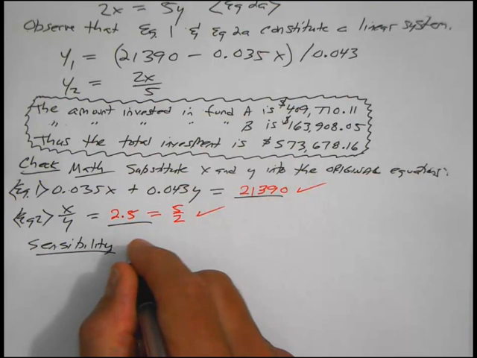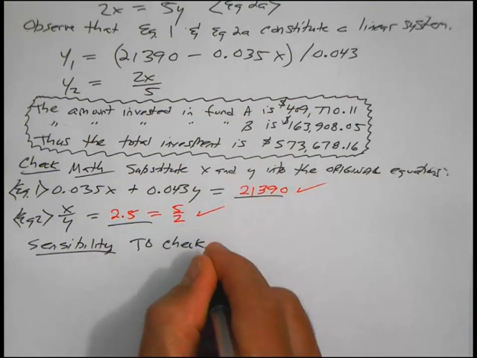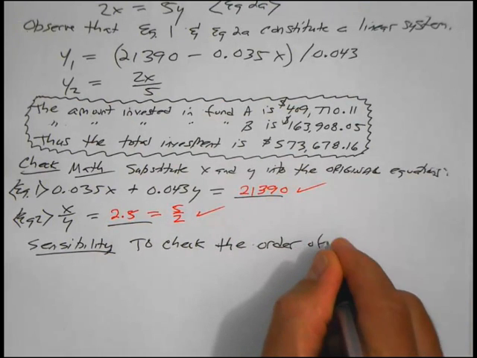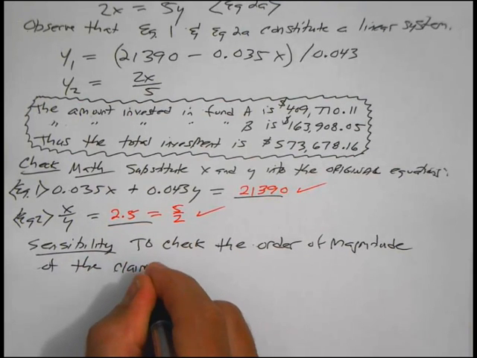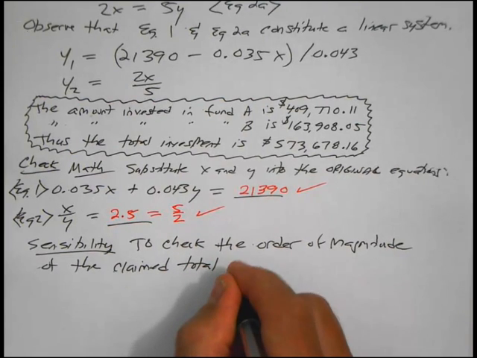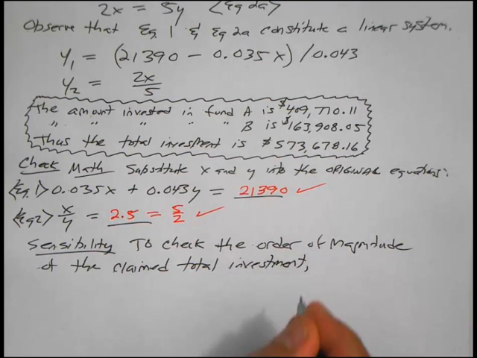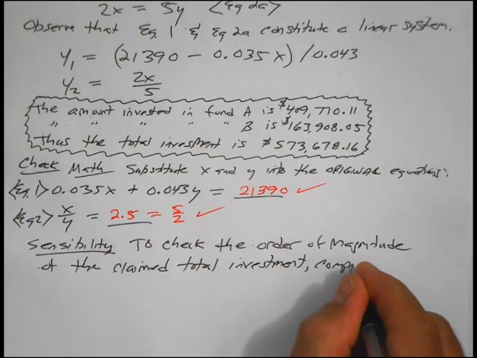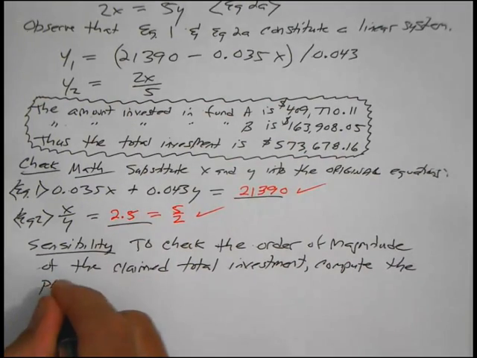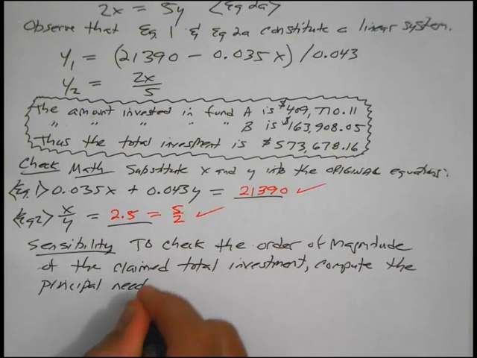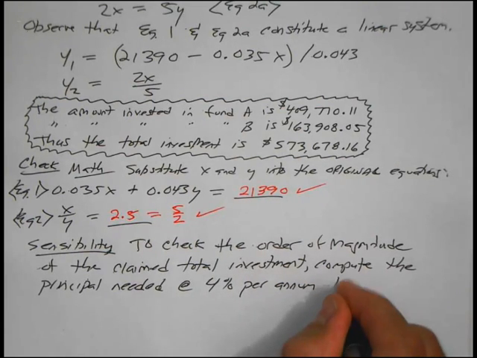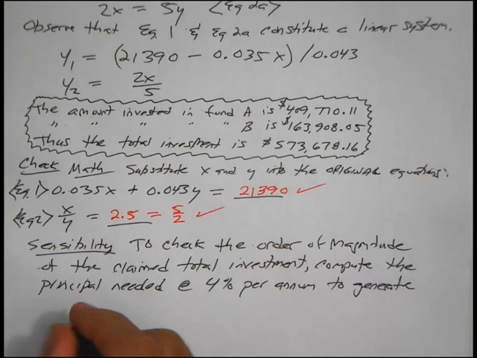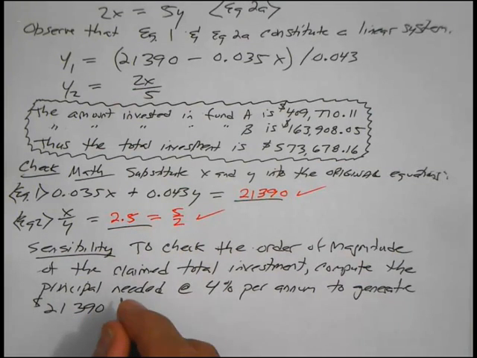So for sensibility here, we're saying to check the order of magnitude of the claimed total investment. Let's just compute the principal needed at say 4% per annum to generate, we'll just say 21,000. Okay, we'll use the number $21,390 of interest.